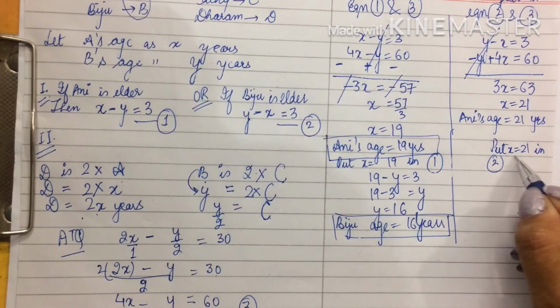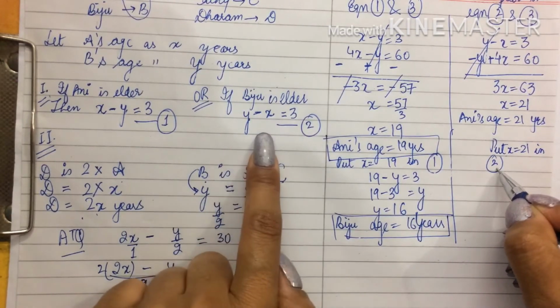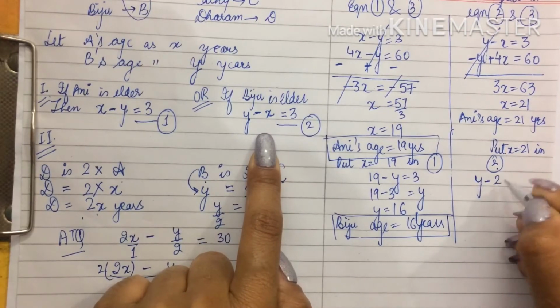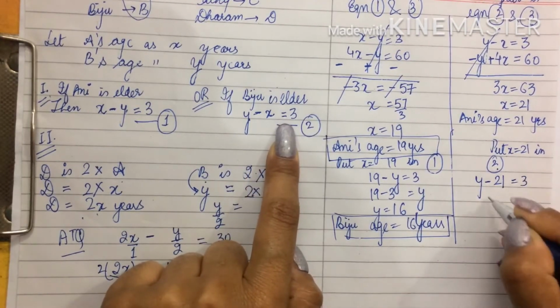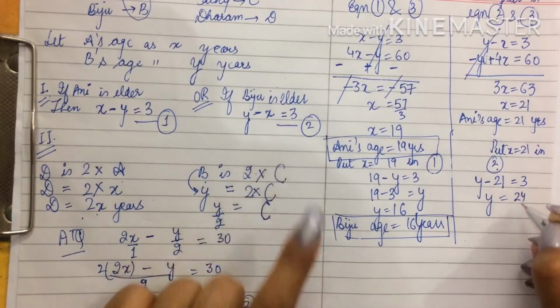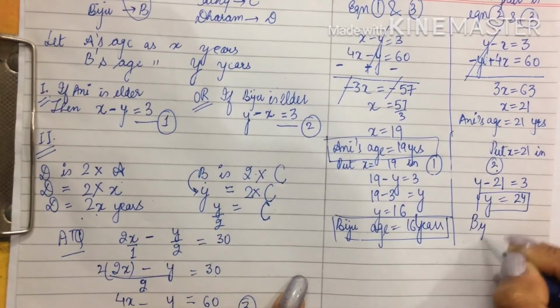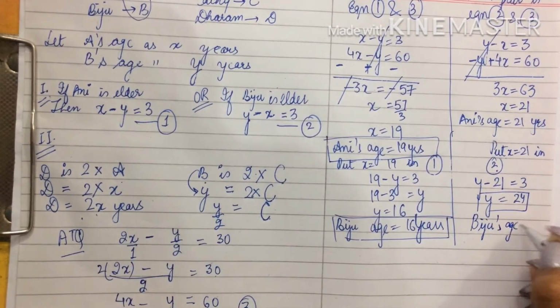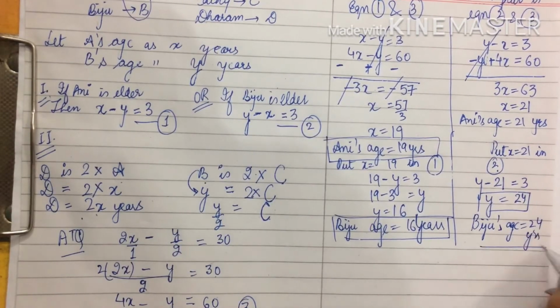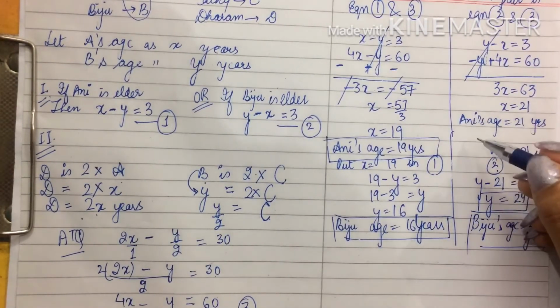So I'm putting x equals 21 in the second equation, which is y minus x, which is 21, equals 3. So y comes out to be 24. So Biju's age comes out to be 24 years. You have to solve both the cases.